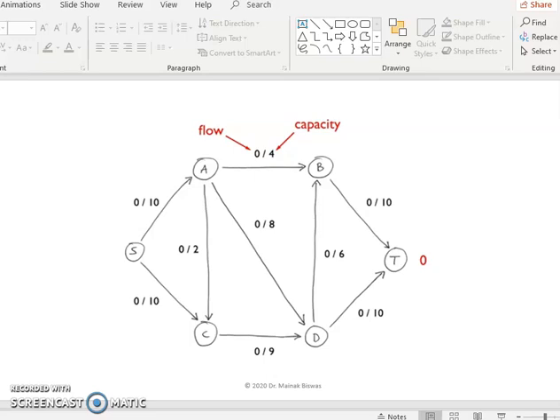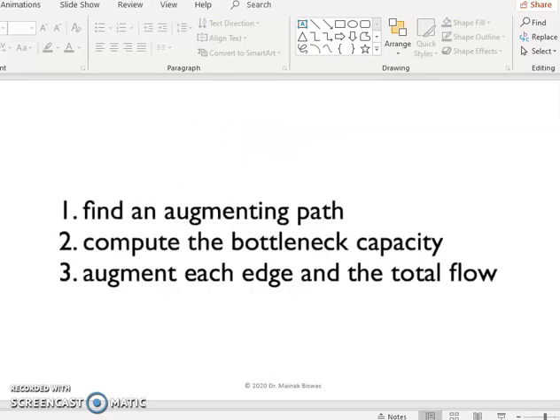Another thing we will check: if we are going with the direction of the flow, we can increase the flow, but if we are going in a backward direction, we can decrease the flow for the backward edge. We will come to it. So the algorithm is basically: find an augmenting path, compute the bottleneck capacity, augment each edge, and update the total flow.